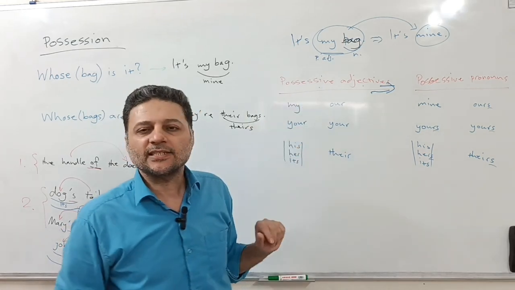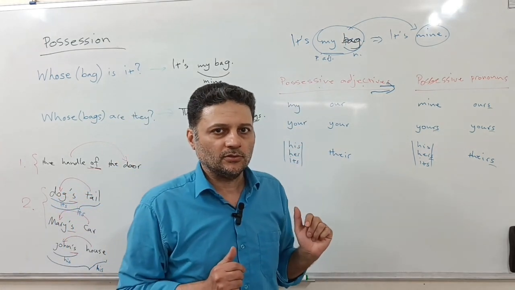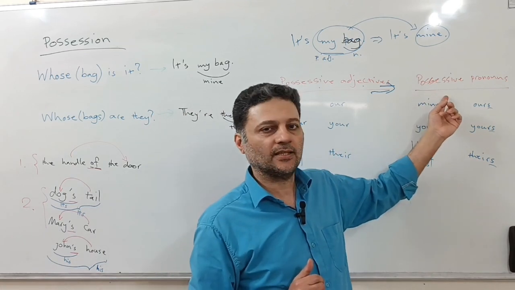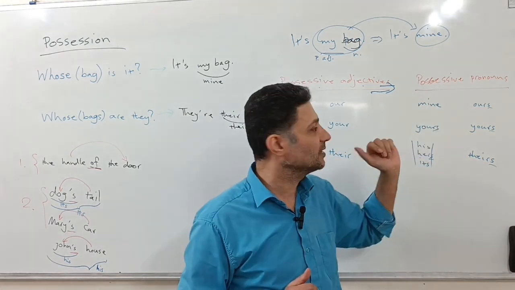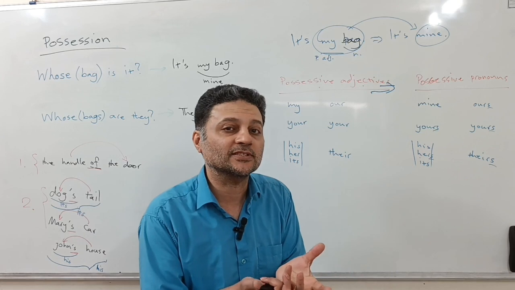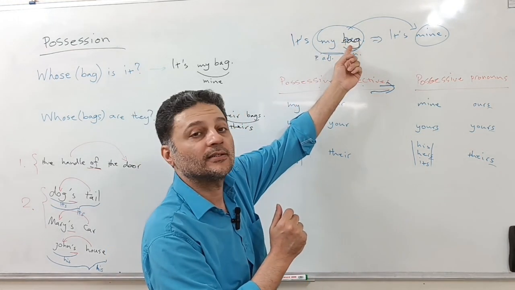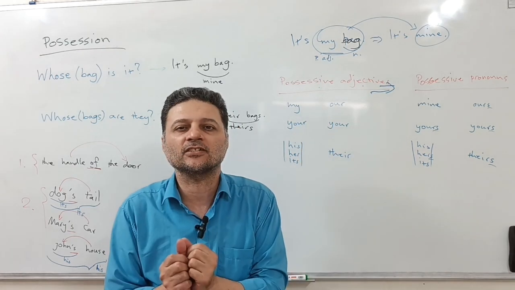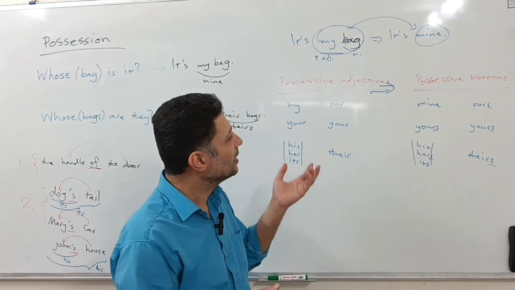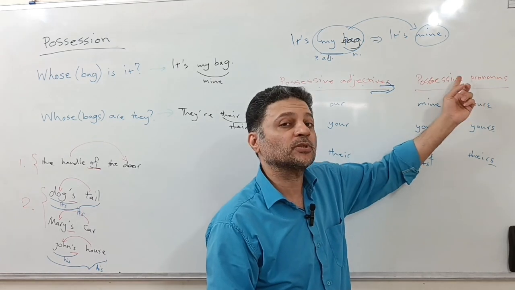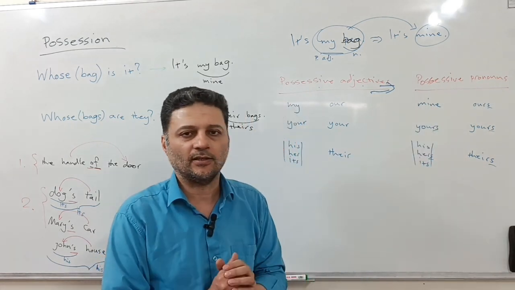Something close to the possessive adjectives that we need to learn also is that of the possessive pronouns, like mine. These are pronouns, not adjectives. These are possessive adjectives; they come before the nouns. You know, in English, adjectives are used before the nouns. Here, these are pronouns, possessive pronouns. They are used instead of the noun, in place of the nouns.